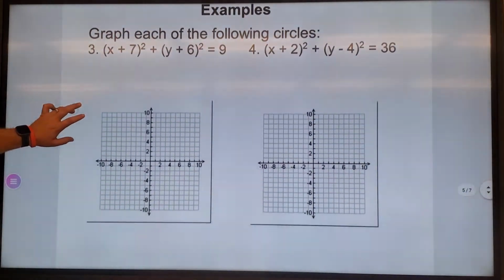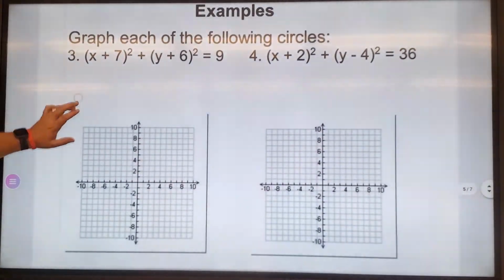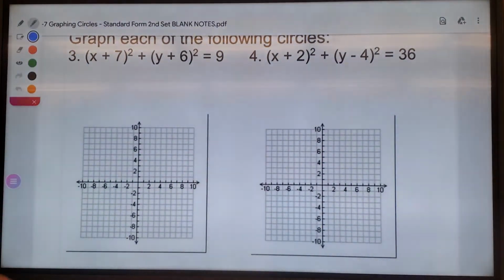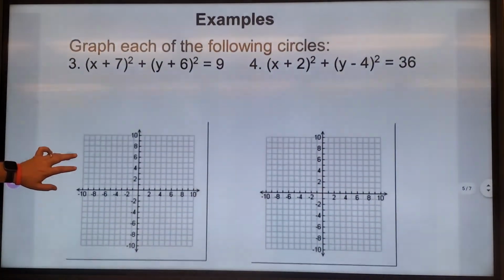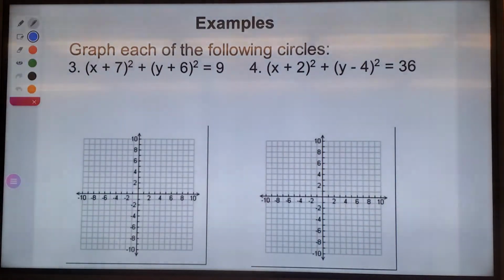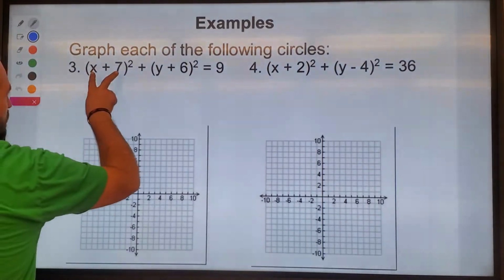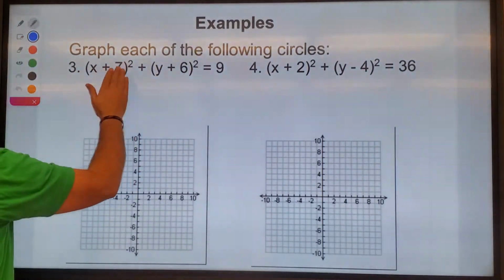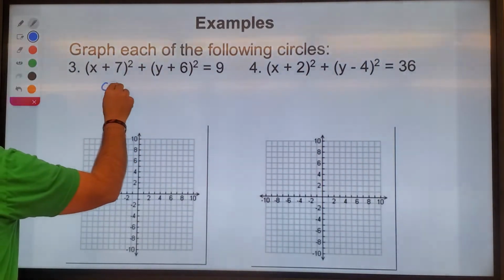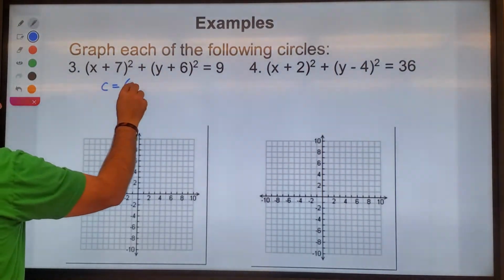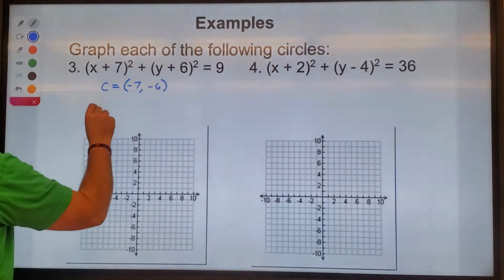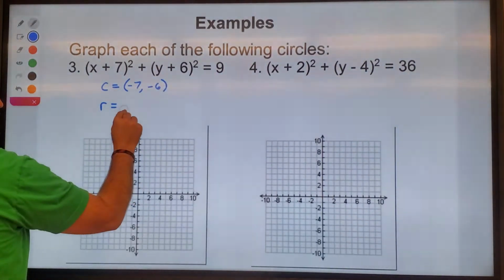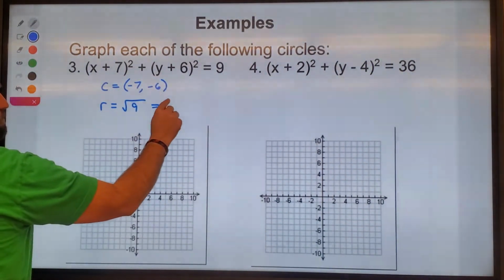Three and 4. Give myself a little more room in the graph here. Actually, I'm not sure if that's going to help me or hurt me, because it's harder to graph on a larger scale. Okay, again, looking at the center again is the opposite of what's inside of here and here. So now I actually have numbers inside of here. So the center here is the opposite of 7, which is negative 7, comma, the opposite of 6, which is negative 6. The radius is the square root of that number, so square root of 9, which is 3.